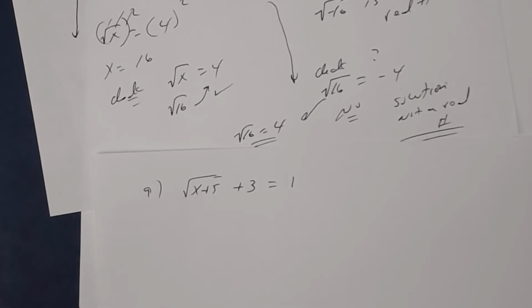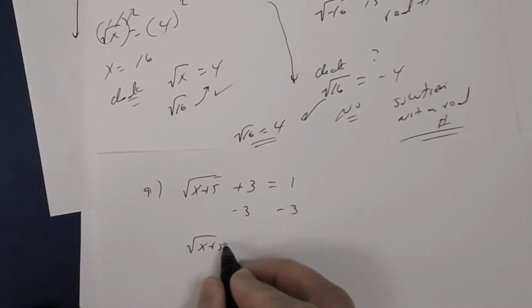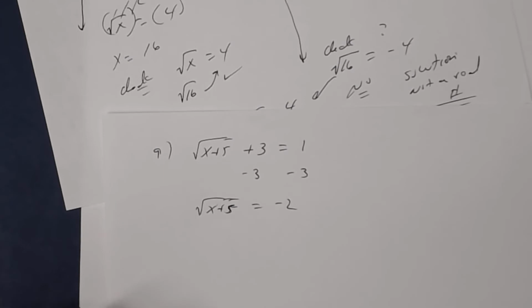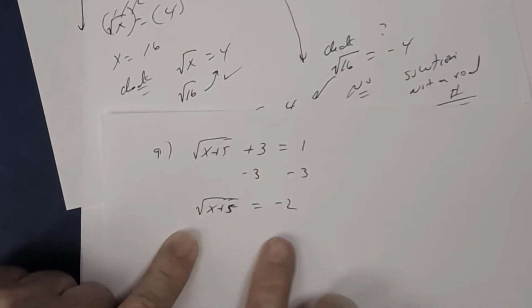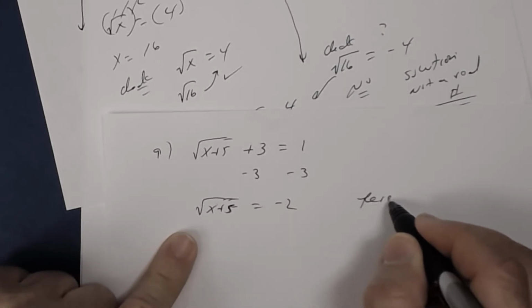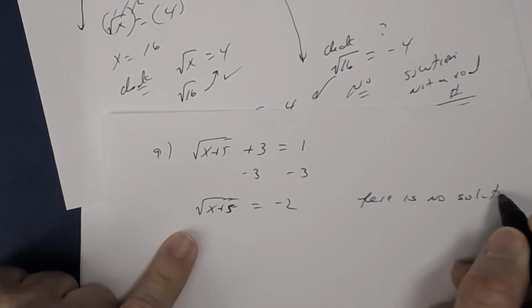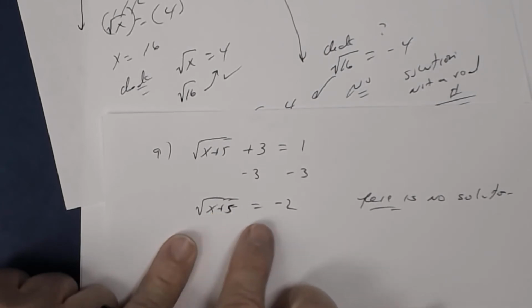Okay, so what's the first step? First step is to get the radical by itself. So I'm going to subtract 3 from both sides. All right, so I get the square root of x plus 5 equal negative 2. Now, at this point, some of you are going to recognize that I have a square root here and a negative constant on that side. So some of you right away are going to say there's no solution, because the square root of this must be positive or 0. This is negative.